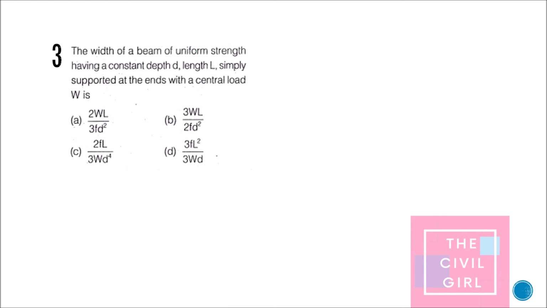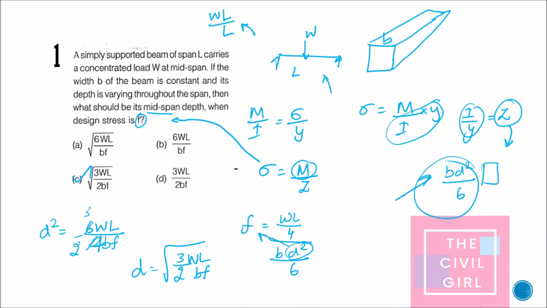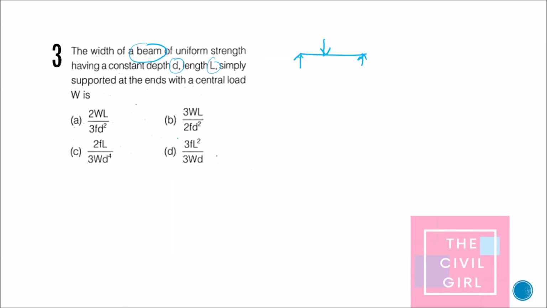Next question. The width of the beam of uniform strength having constant depth D and length L, simply supported at the ends. So simply supported ends, W is acting as a central load. So they have asked what is the width of the beam. This is similar to the first problem here. You can see that 3 by 2 is coming. So I am going to use that here. It is just the same formula, so I am not going to read it again. Only 3 by 2 comes here. So my answer is option B. In the previous question, D was asked to find. Here B is asked to find.